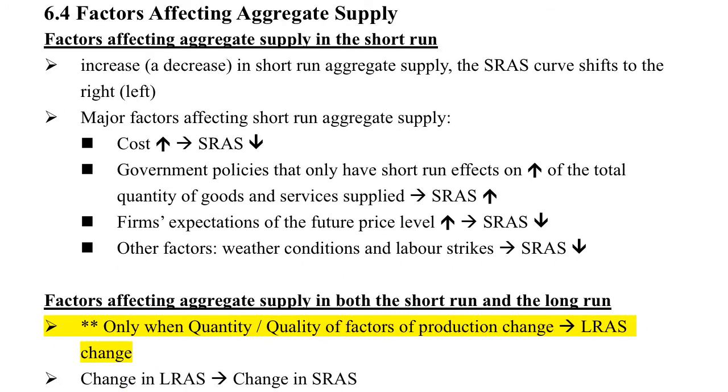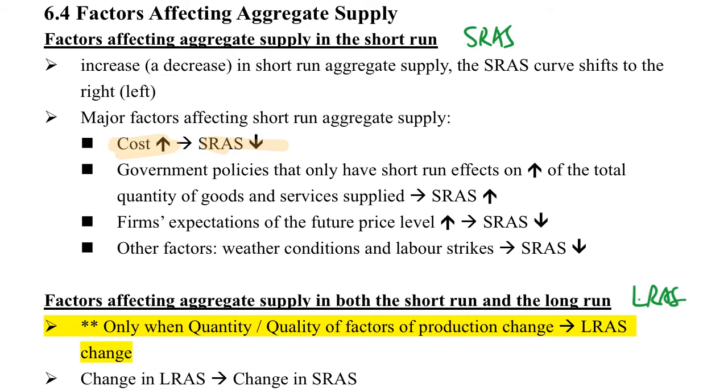Okay, so now how will it affect the SRAS and the LRAS? Very simple. For the SRAS, the most common reason is about the cost of production. If we find that, for example, the wages of the economy, or the price of the ingredients or the input, or some temporary policy makes the wages become higher, these things will make the producers try to produce less. So cost increases and SRAS decreases.